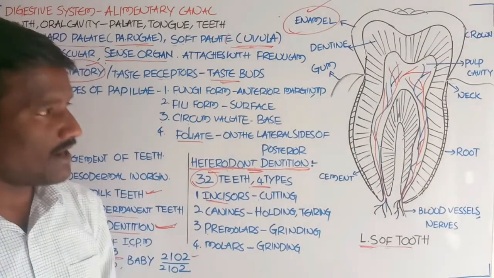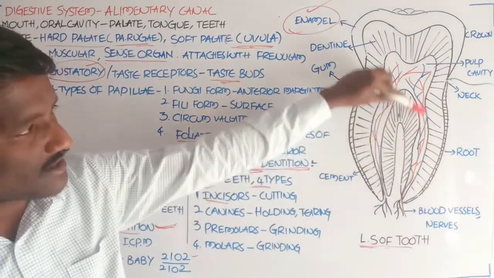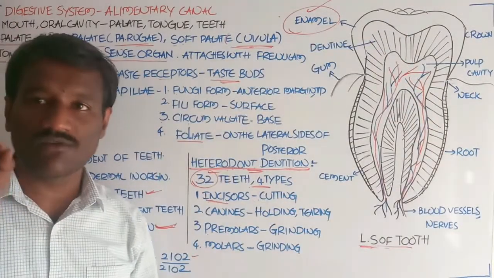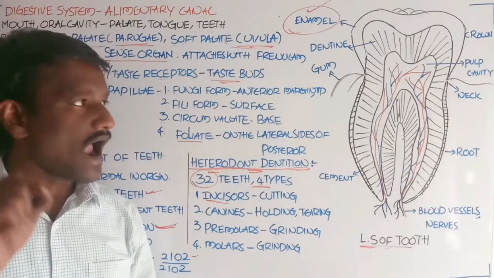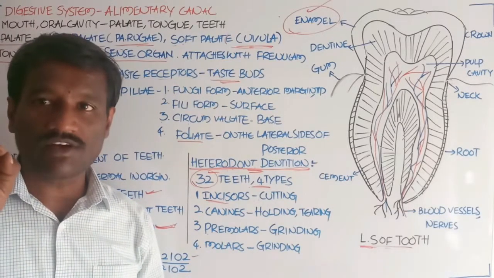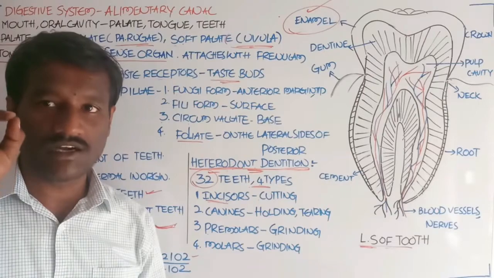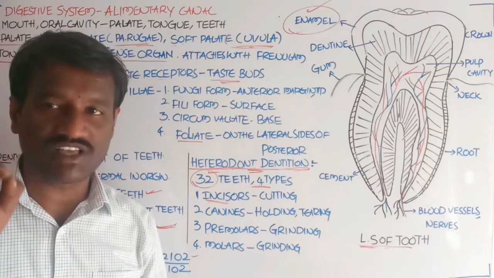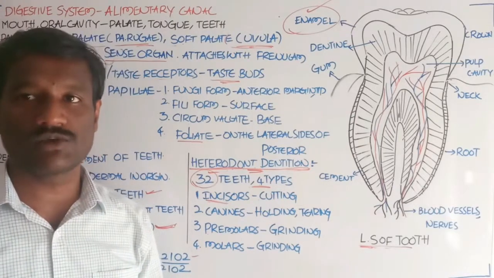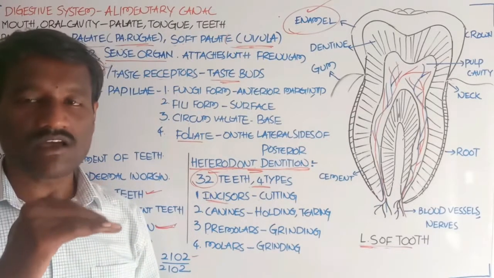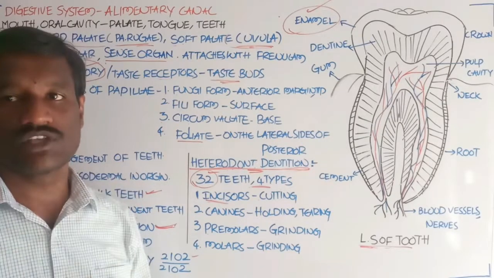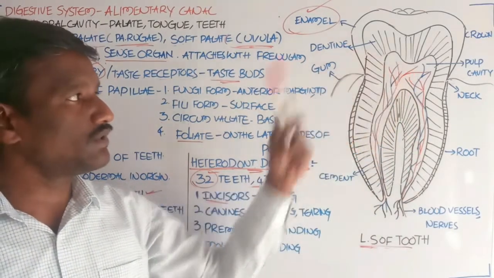Under this, the entire part of the tooth also consists of the pulp cavity. This entire part is called the pulp cavity. The pulp cavity is totally filled with pulp, and the pulp cavity also consists of different types of cells, blood vessels, lymph vessels, and nerves. These help in supplying nutritive substances to the tooth.